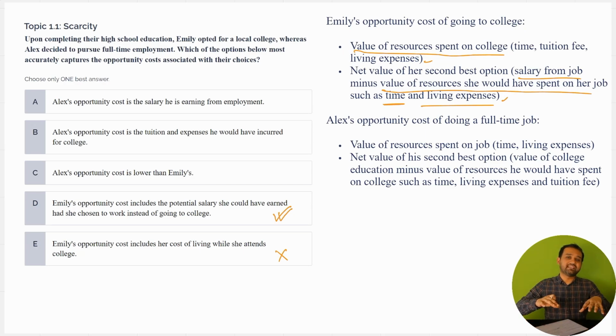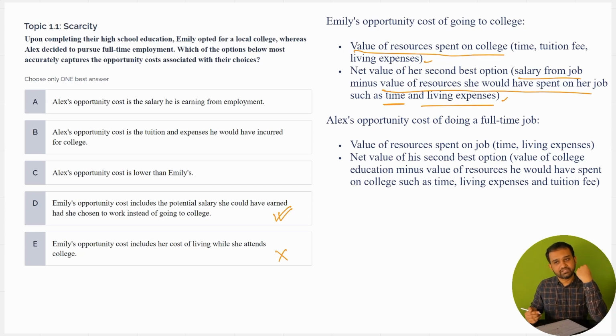Now, although we have gotten the right answer, you tend to learn a lot more from the wrong answers as well. So let's think about Alex's opportunity cost. It would be good practice. We'll follow the same technique that I just showed. So if you think about Alex's opportunity cost, he made the choice of doing a full-time job. Since it was right after high school, we can reasonably assume that his next best option that he gave up was likely going to college. So what is his opportunity cost of doing the job?